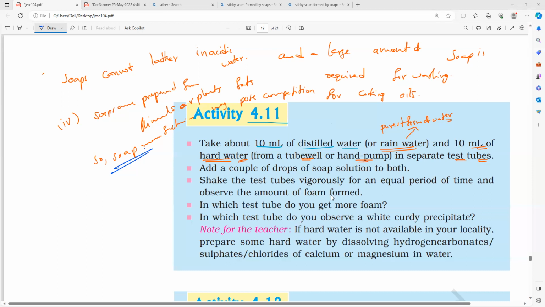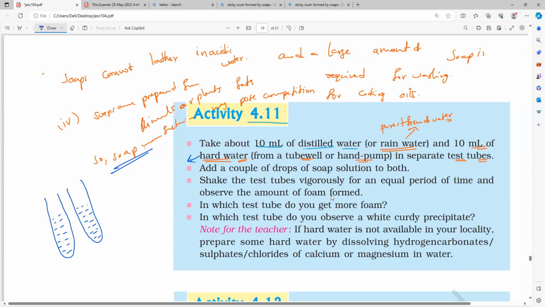So you have to take 2 test tubes, draw them with a pen. I have taken 2 test tubes. In both test tubes I have filled 10 ml, one with rainwater and one with 10 ml of hard water. Hard water means it contains what? Salts of calcium or magnesium. Sulfates and salts of calcium and magnesium.